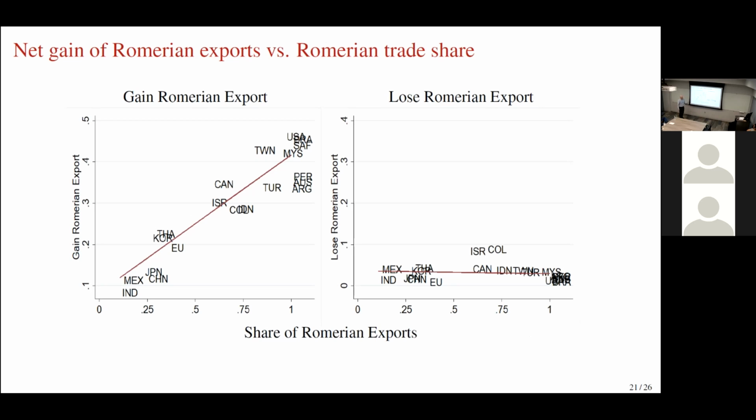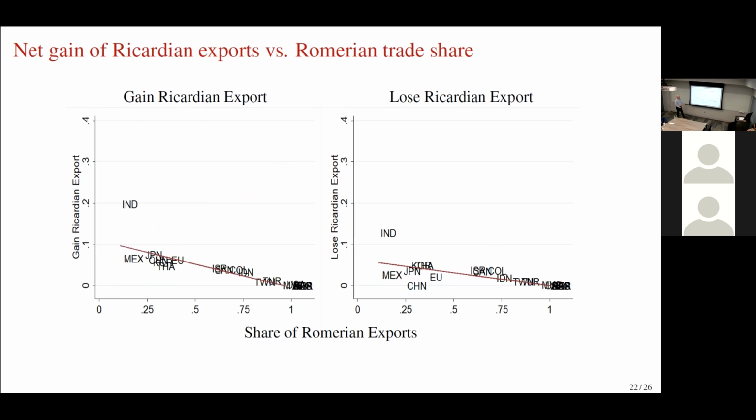And it doesn't vary that much across countries. That's the key. So everybody's losing their products at similar rates. So the variation in Romerian export shares is coming from that numerator more than the denominator variation across countries. And the same thing on the gain Romerian exports.